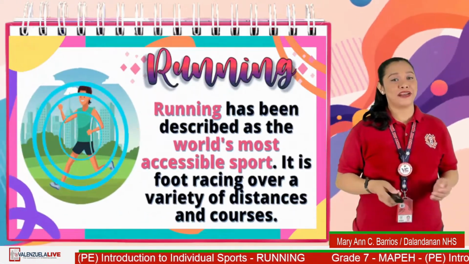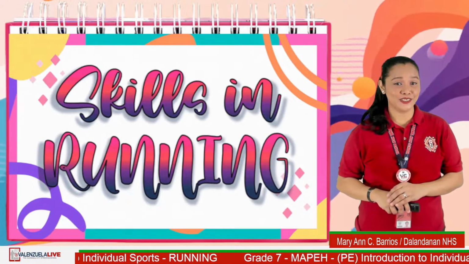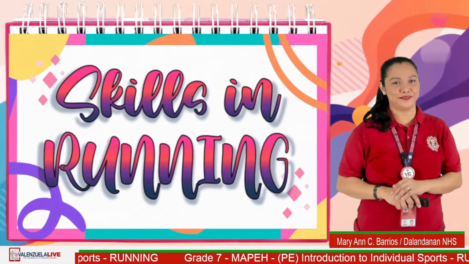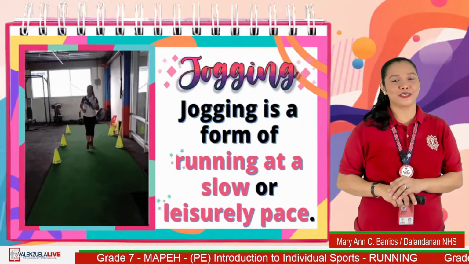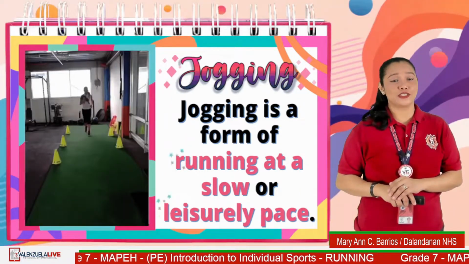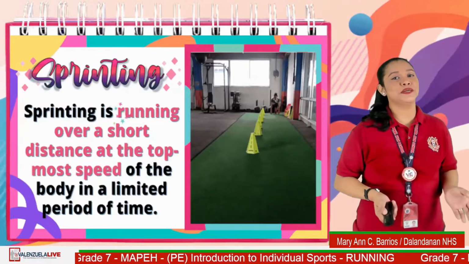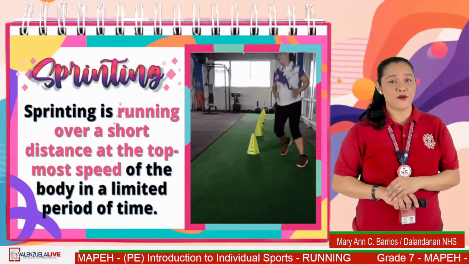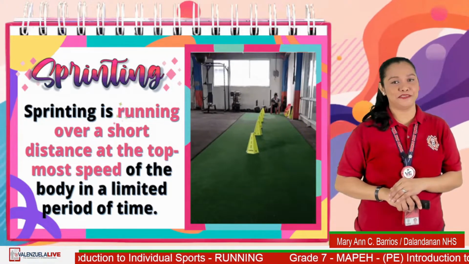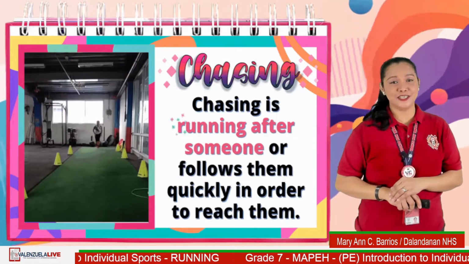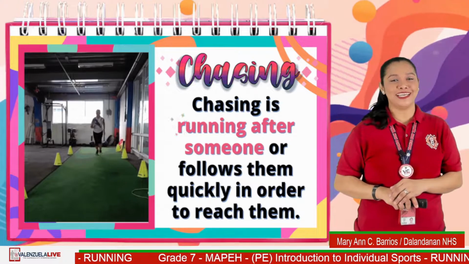After knowing the nature and background of the sport of running, let us discuss the skills that involve it. The skills in running include jogging. Jogging is a form of running at a slow or leisurely pace. The main intention is to increase physical fitness with less stress on the body. Sprinting. Sprinting is running over a short distance at the topmost speed of the body in a limited period of time. Next is chasing. Chasing is running after someone or following them quickly in order to reach them.